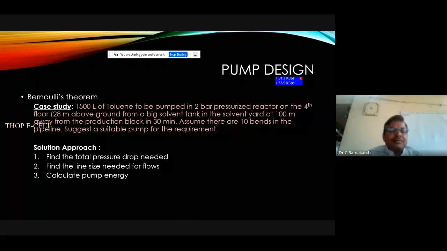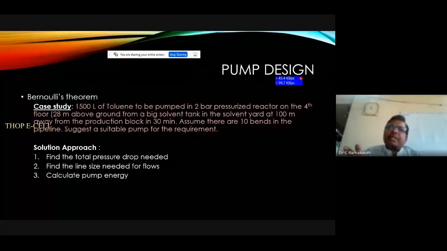So how do we go about it? First, find the total pressure drop that is needed, then find the line size that is needed for the flows, and finally calculate the pump energy. And then you specify that you should buy a 5 HP motor pump of this line size, its suction should be of this size, and its outlet pressure should be such that the pressure rise between the suction and discharge is about 5 bars, or whatever you specify.